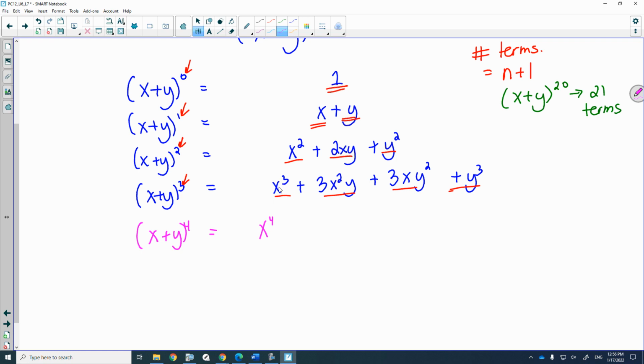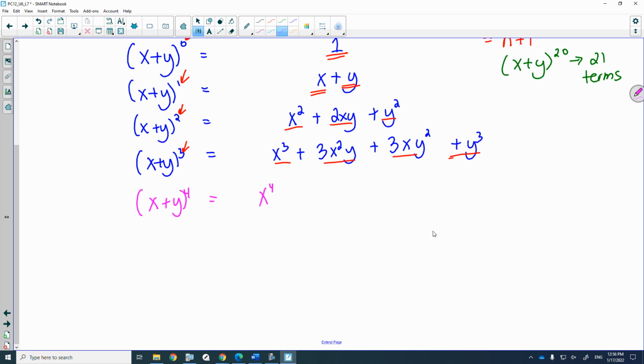There is no y here, so that'd be y to the 0. Here's y to the 1, y to the 2, y to the 3. So x's are descending and y's are ascending. So based on that, let's do our 5 terms. Let's set up our 5 terms based on what we know from the pattern.